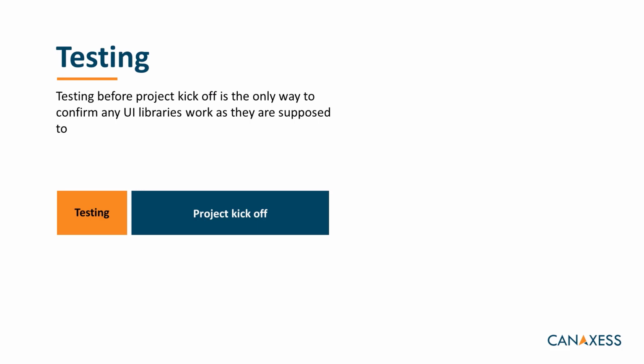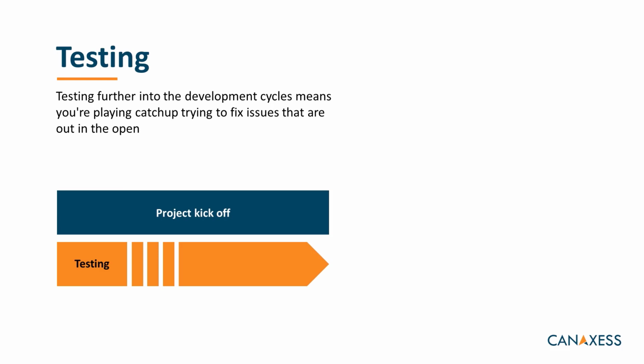Testing before the project kicks off is the only way to confirm any UI libraries you use work as they are supposed to. It helps you make an informed choice. Test several UI libraries and weigh up if any inaccessibility is worth working with. If there are issues, which there will be, is this something that can be absorbed by the project and you're happy to retrofit accessibility back continually? Testing further into the development cycle means you're playing catch up, trying to fix issues that are out in the open, and this will begin bleeding into precious development time and increase your accessibility debt.